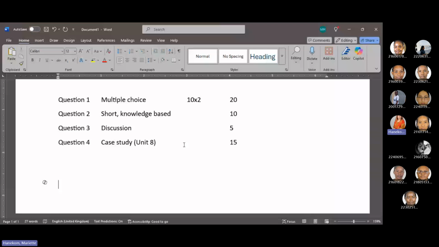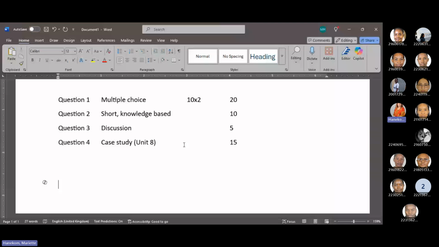And the case study, Unit 8. Remember, I give you the handout with the selected extracts from the Companies Act. No marks are awarded for copying directly from the extract. It's all about application.